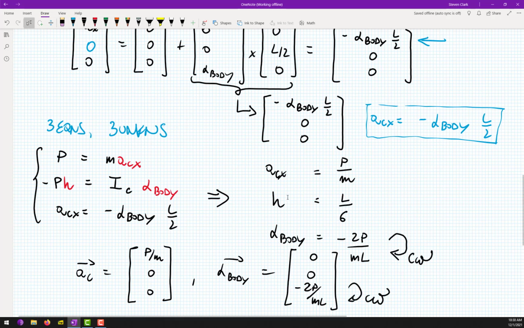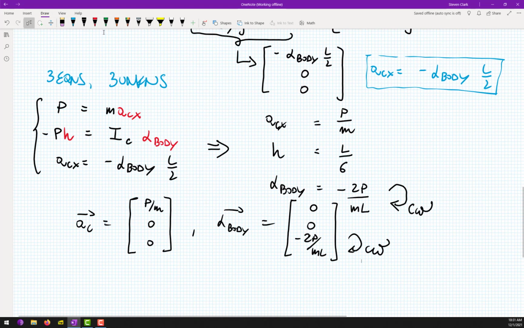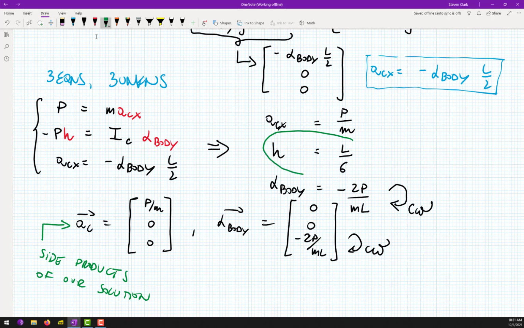Okay. So these are actually side products of our solution. Because what they actually ask us for is this guy: what is the point of application? This is the answer to part A.